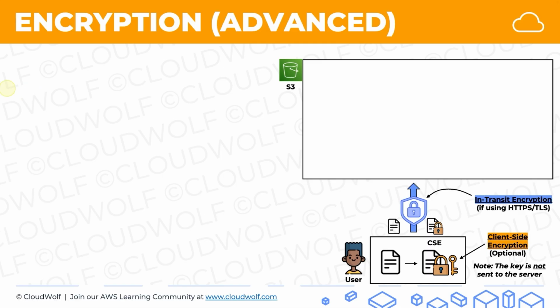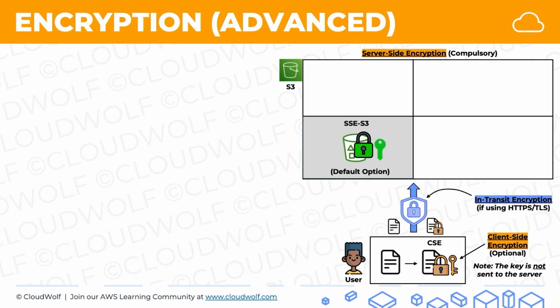Okay, so now we're talking about what happens when it gets to S3. Well, there are 4 types of server-side encryption. Whatever happens on S3 is called server-side. And this is compulsory. At least one of them will have to be enabled. And the one that's enabled by default is SSE-S3.